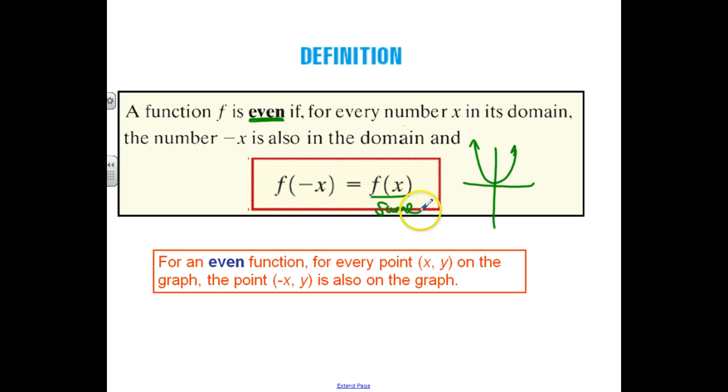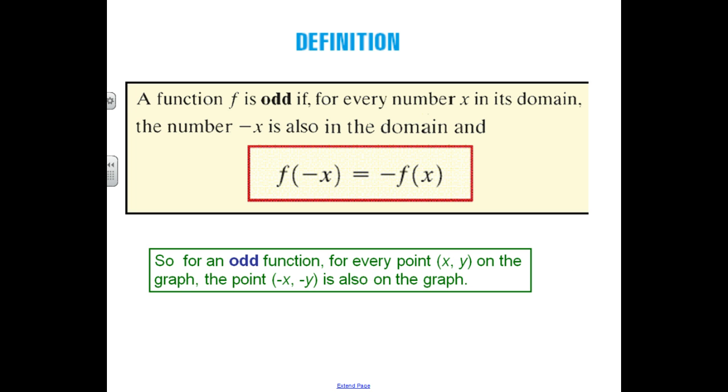In my notes, it would look like this. An even function replaces x with negative x, and if that happens and you get the same y value, then we say that that's an even function. An odd function, I'm going to replace x with negative x, but look what happens. You get the opposite. So in my notes, I would have, if you replace x with negative x, you'll get the opposite of the function. That means that it's an odd function. And I have symmetry about the origin.